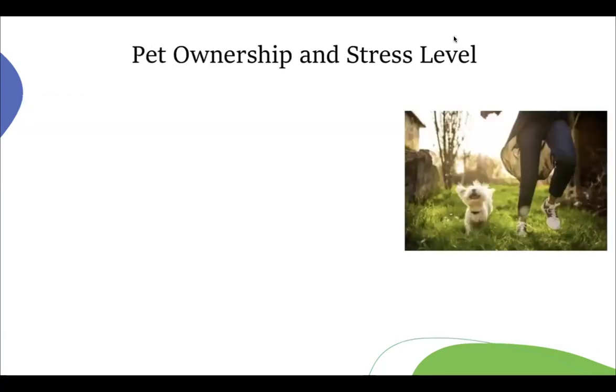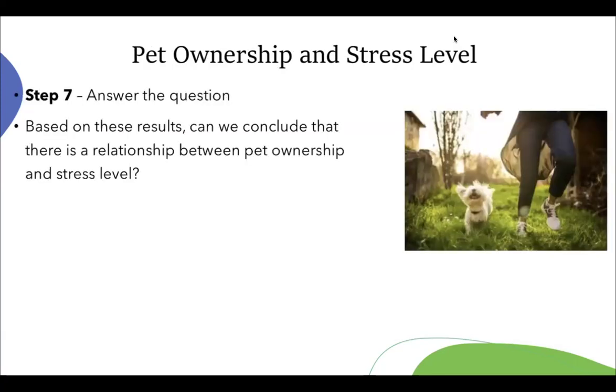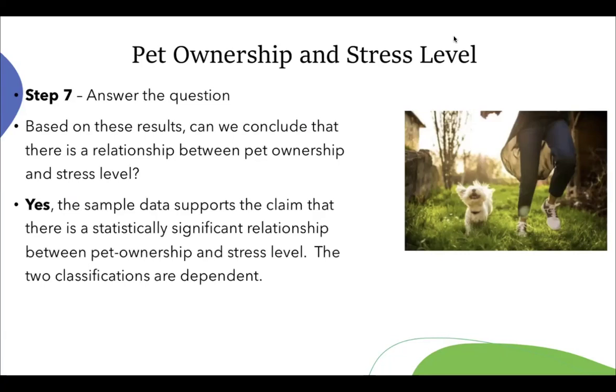Okay, so let's answer our final question. Based on these results, can we conclude that there is a relationship between pet ownership and stress level? And since we've concluded that there is a significant relationship, we're going to say yes here. The sample data supports the claim that there is a statistically significant relationship between pet ownership and stress level. The two classifications are dependent. And that's it. That's it for a chi-square test.